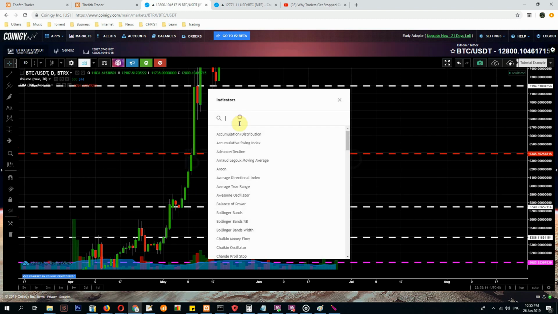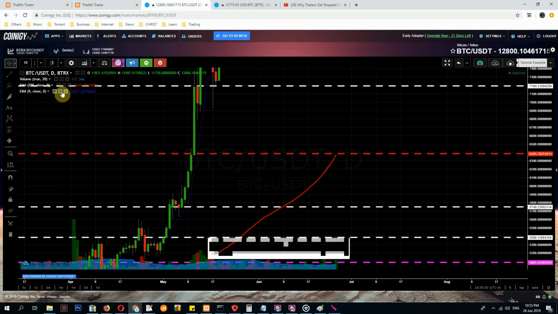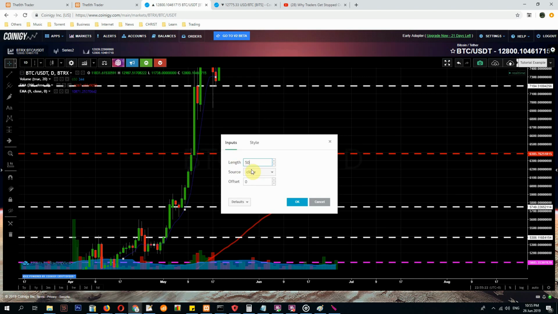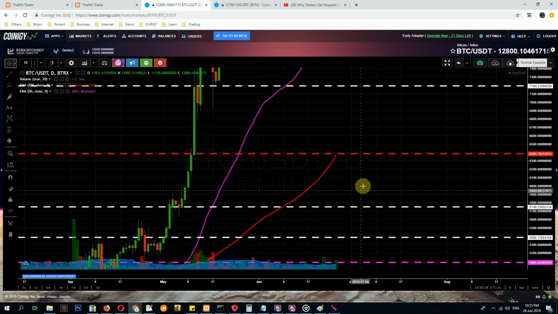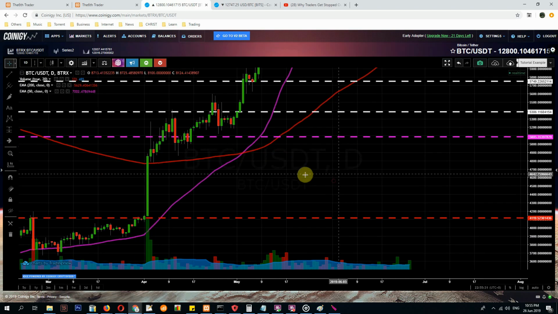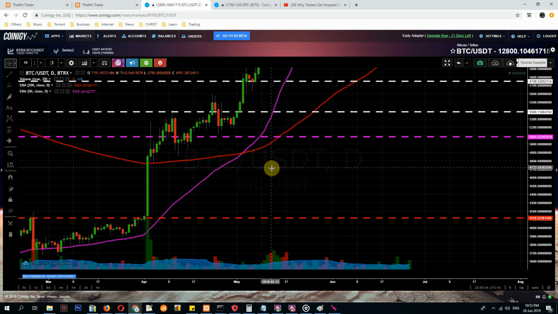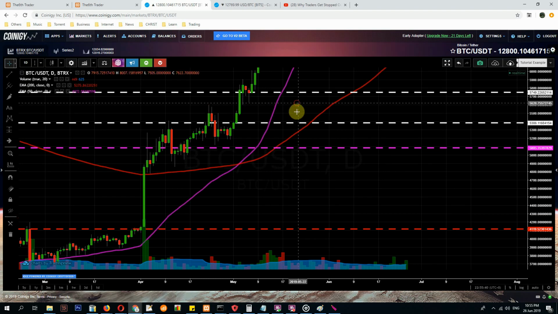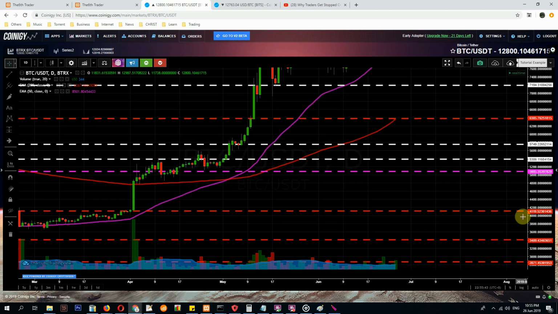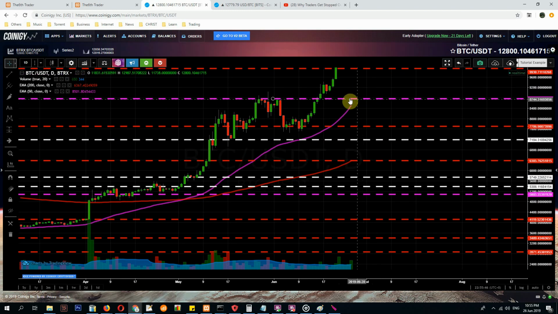Next is the exponential moving average too, but this time the setting is changed, it's not 50 anymore. And to make a distinction, let's use purple. Okay, so again, color coding: for the 200 moving average, red. For the 50 moving average, it becomes purple. So notice the purple is steeper compared to the red, because it only averages 50 candlesticks. Naturally, it reacts faster compared to the 200 moving average.